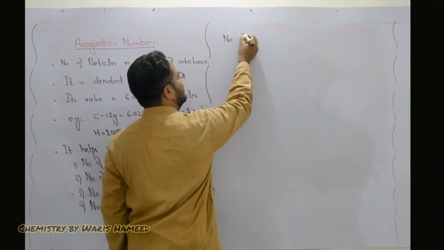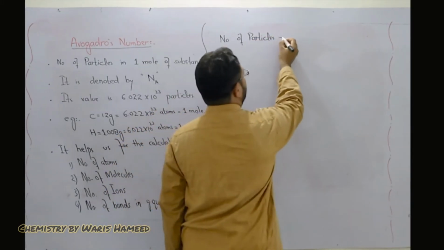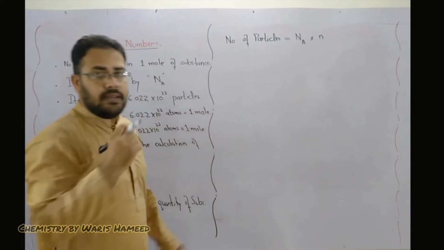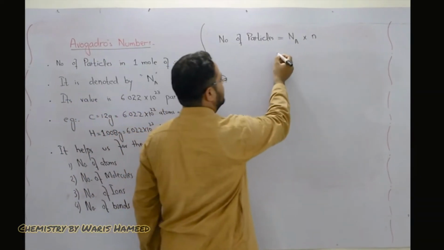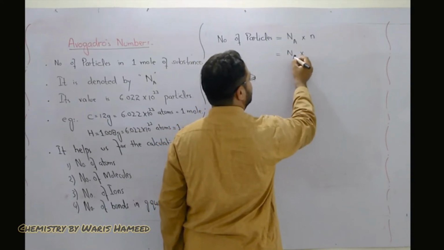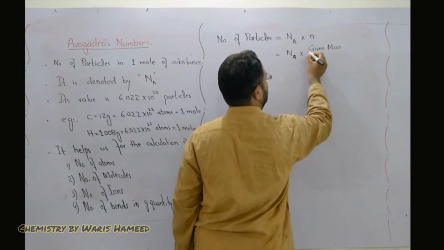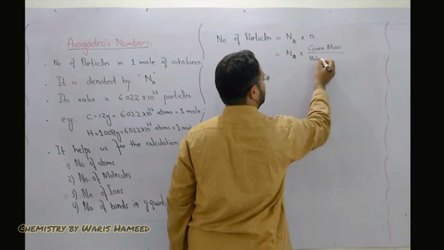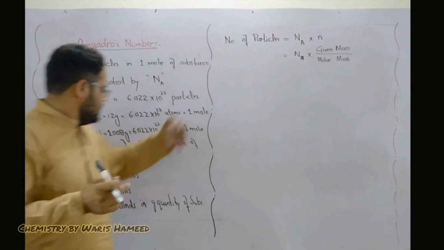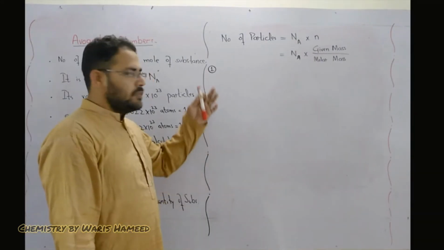Number of particles is equal to NA multiplied by n, where small n is the number of moles. We can also write it as NA multiplied by given mass over molar mass. Now the particles may be atoms, ions or molecules.